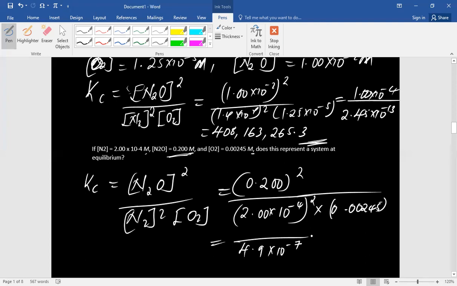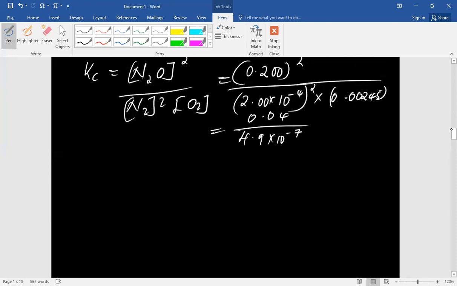I hope you're able to see what I do. I always start with the complicated part. That's how I make life easy for myself. Work out the complicated part and put it in the formula, then finish up everything. So 0.04 divided by 4.9 exponent negative 7 is going to give us 81,652.6.